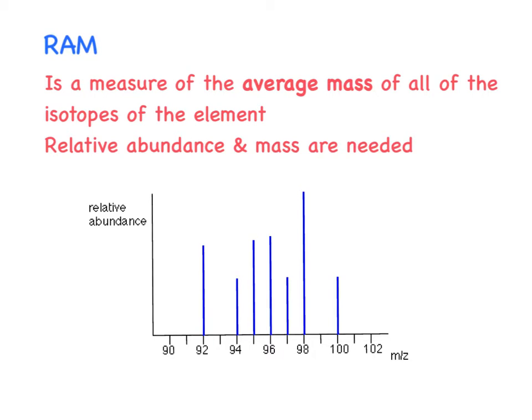Now, we can see that we would have to add the height of the peak at 92, 94, 95, 96, 97, 98 and 100 to actually get the total number of these. So we need to think about this later on, because sometimes in your exam you might see this sort of a spectra given to you and say, right, tell me about it, and use it to calculate the relative atomic mass of this particular element.